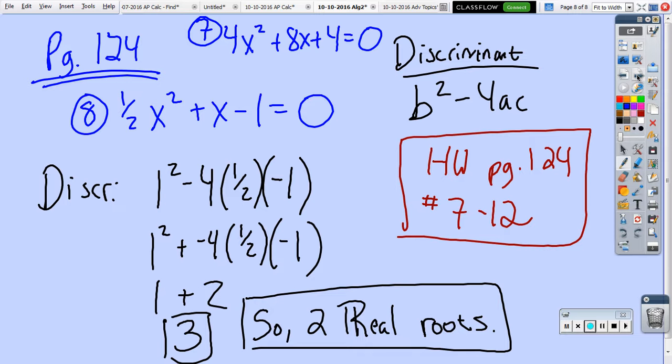So b squared. B is 1. 1 squared minus 4 times a, which is 1/2, times c, which is -1. Simplify, you get 3. Again, be careful. Make sure that you do in fact get 3, so you're not making a simple mistake. And so, the discriminant is 3. So the discriminant is positive. So, 2 real roots.